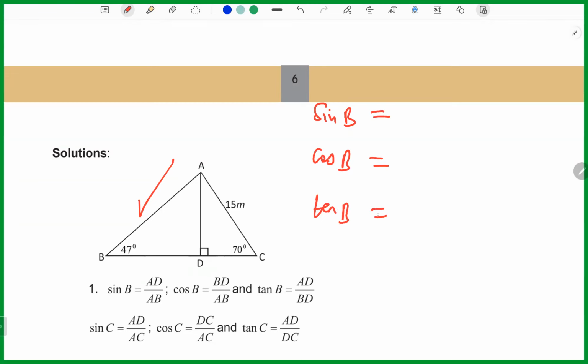Okay, so what is the sine of B? Okay, this is B. Right, so we remember the SOHCAHTOA, right? Remember the SOHCAHTOA, so that the sine is the opposite over the hypotenuse.